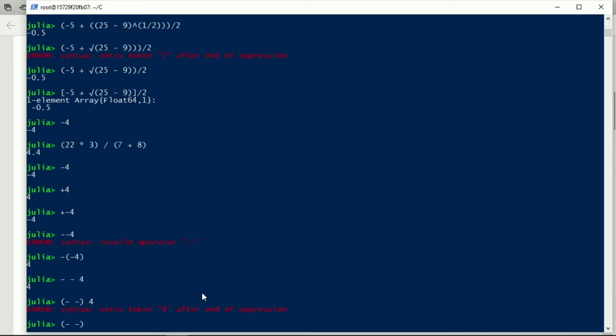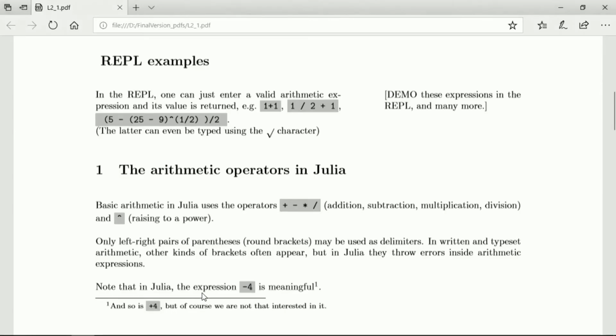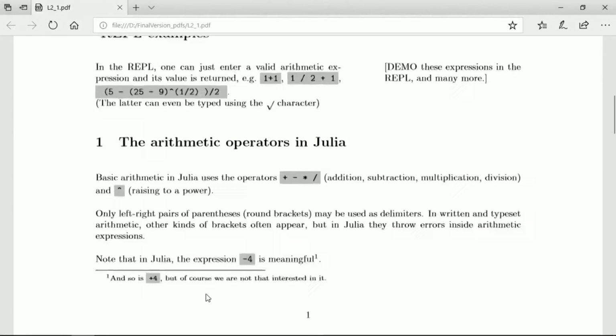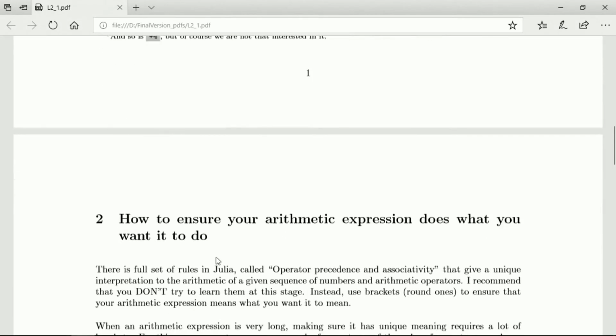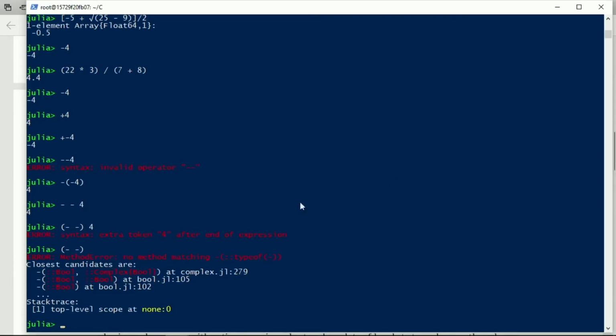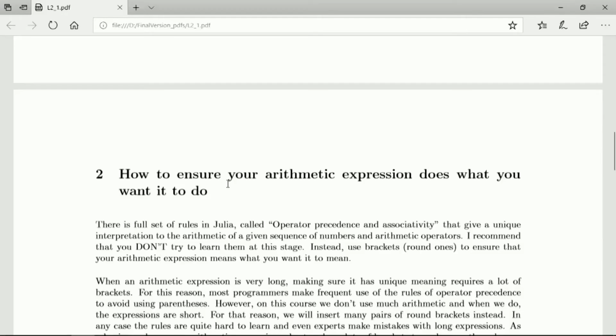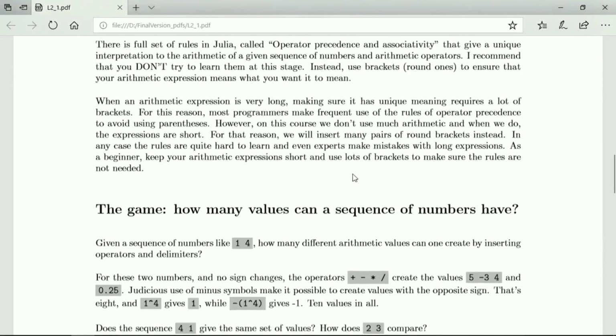If we put the 4, then it still gives us an error. So that gives us some stuff about the arithmetic operators. To ensure that an arithmetic expression does what you want it to do, that's the story of all these parentheses.